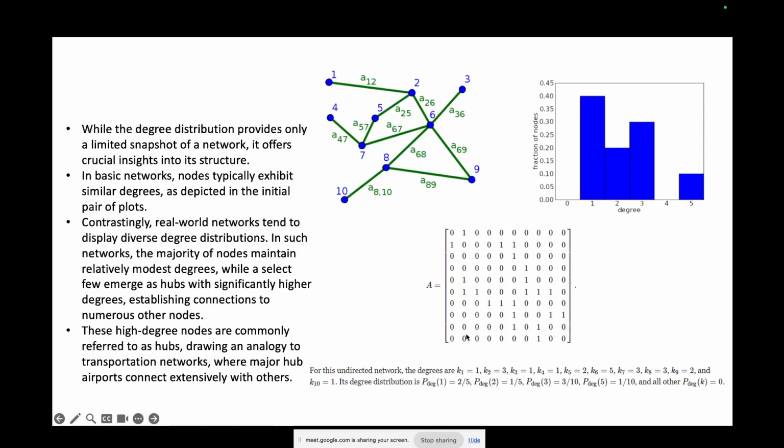Sorry, I misspoke. So for example, I want to see how many of my nodes are with degree equal to 1. So we have 1, 2, 3, and 4, right? So k equal to 1: k1, k3, k4, and k10. We have 4 nodes with degree k equal to 1, and in total we have 10 nodes. So it's 4 by 10, which is equal to 2 by 5. So the probability of getting a node with degree k equal to 1 is 2 by 5. Okay.